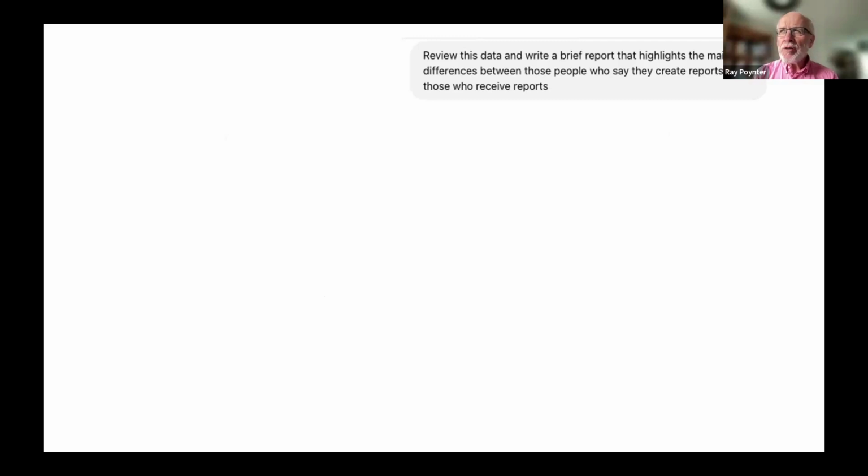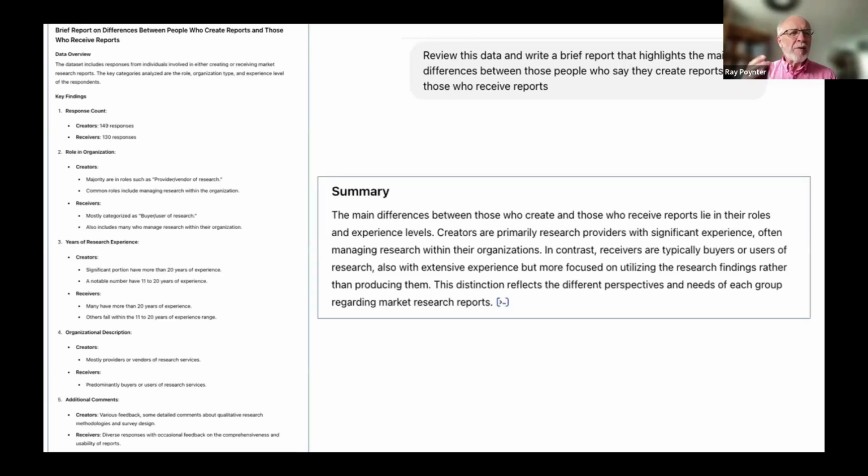I could also, rather than ask it to produce tables so that I can read the information and come to a view, get a first draft by simply asking it to analyze it. So: review this data and write a brief report that highlights the main differences between those people who say they create reports and those who receive the reports. Now, it's come up with some stuff on the left, which we can go into, but look at the summary, and it's not quite got what I meant. And this is where we need to iterate quite often.